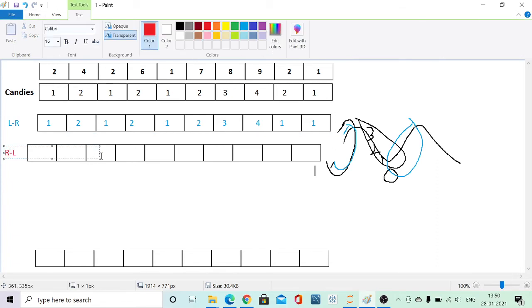Right to left. So if we have to apply the logic from right to left, let's see the last person here. He is having rating 1. So we know we have to give at least one candy to this person. So we will write 1 here. Now this person 2 is having a higher rating than this person. So he will get 2 candies. Now this person is having even higher rating. So he will get 3.